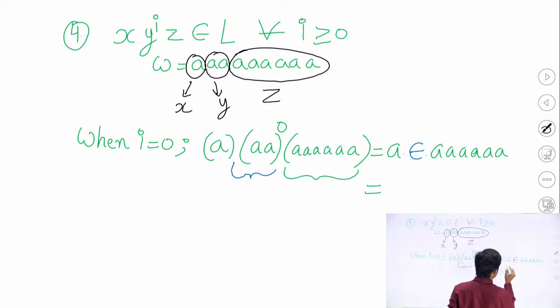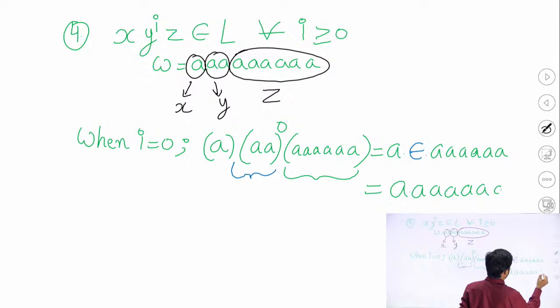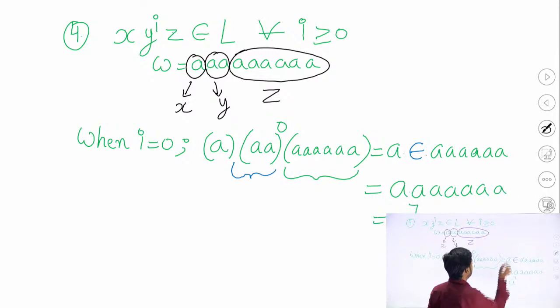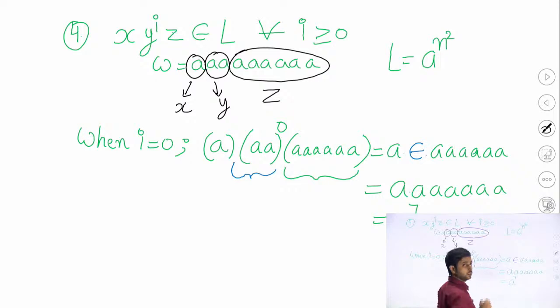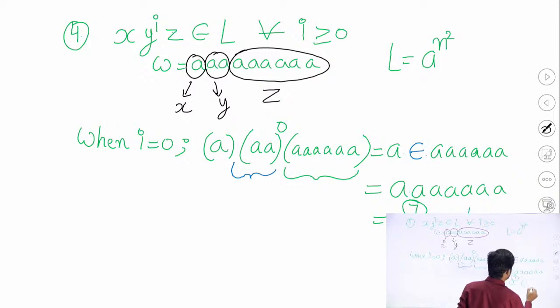So this will be a into epsilon is a, so this will be equivalent to 7 times a, and it is equal to a raised to power 7. Now our language L is a raised to power n square, where n is some positive integer. Now it is not possible because 7 is not a square of any number. So this a raised to power 7 does not belong to language L.